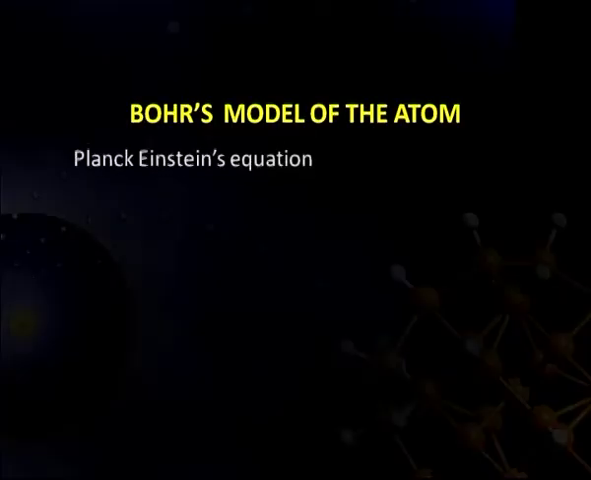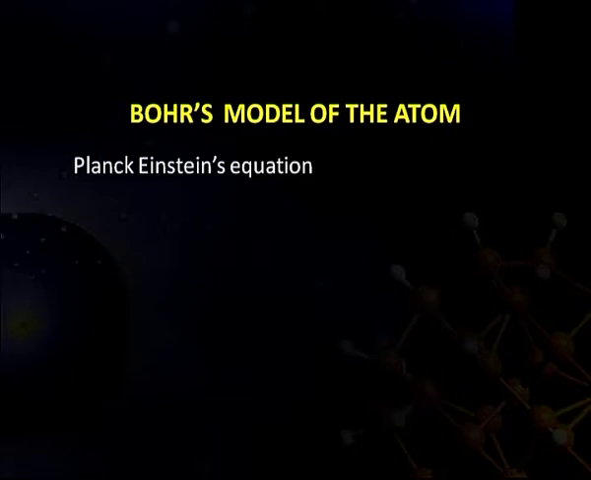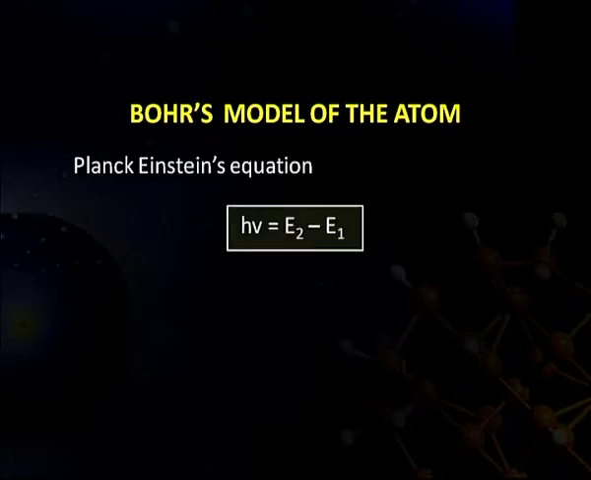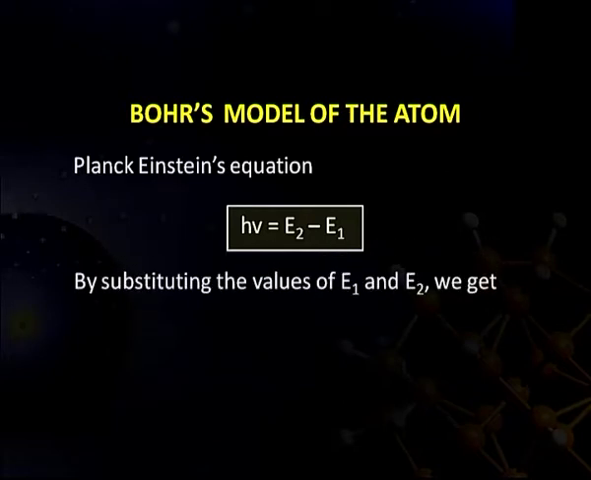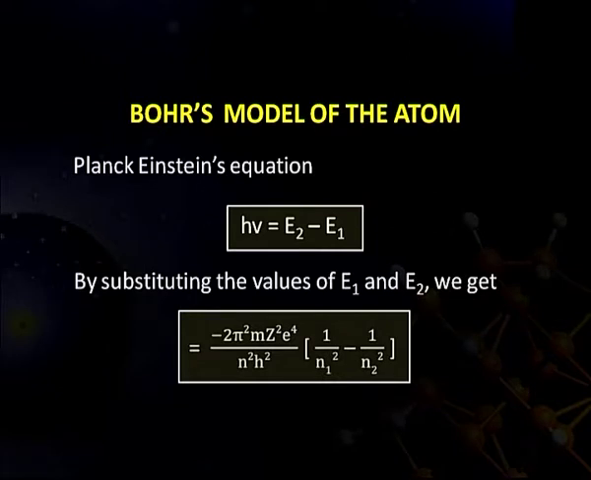If E1 is the energy of the first orbit and E2 is that of the second orbit, then in a jump from E2 to E1 energy level, which is called transition, the frequency of light emitted is given by the Planck's Einstein equation: h nu is equal to E2 minus E1. By substituting the values of E1 and E2, we get minus 2 pi square m Z square e to the power 4 upon n square h square into 1 upon n1 square minus 1 upon n2 square.